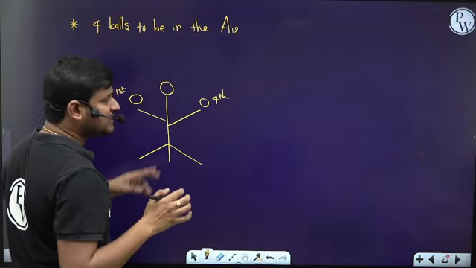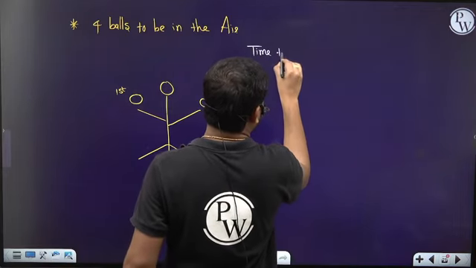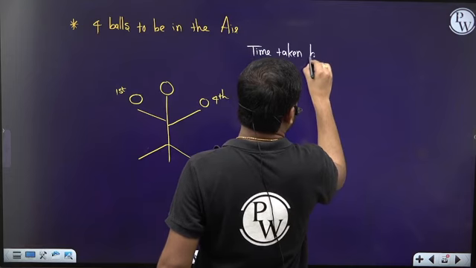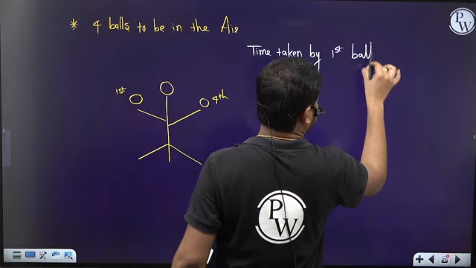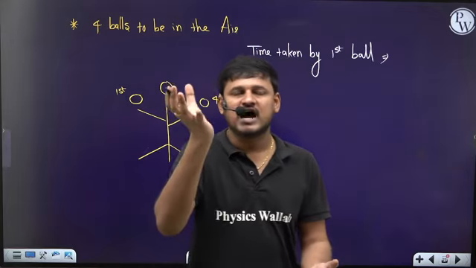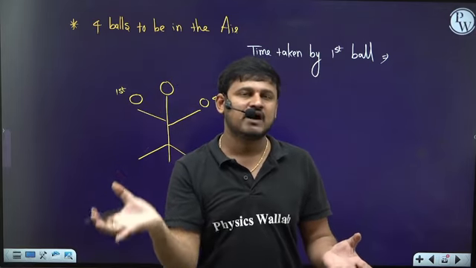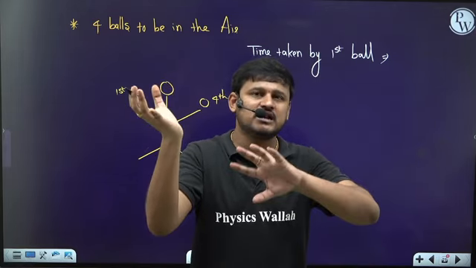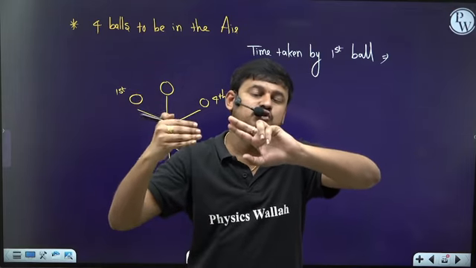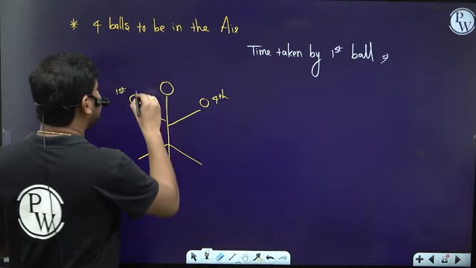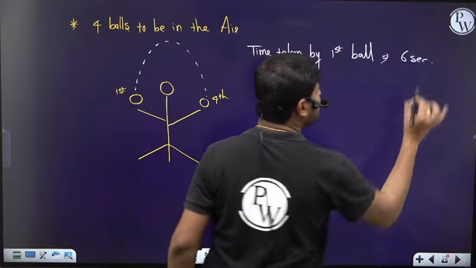Now what will be the time taken by the first ball in this scenario? Think logically. First ball thrown. After 2 seconds, second ball thrown. Then after 2 seconds, third ball thrown. After 2 seconds, fourth ball thrown. So between first and second, 2 seconds. Between second and third, 2 seconds. Between third and fourth, 2 seconds. Total, the time taken by the first ball will be equal to 6 seconds.